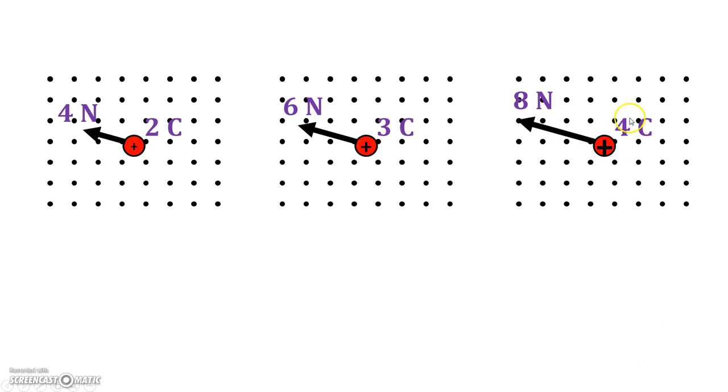We see that the bigger the charge, 4 coulombs compared to 2, the larger the force, 8 newtons compared to 4. But there's another thing to see. 4 divided by 2 is 2. 6 divided by 3 is the same value, 2. 8 divided by 4 is 2. The force per coulomb is always the same value, which we call the electric field strength.